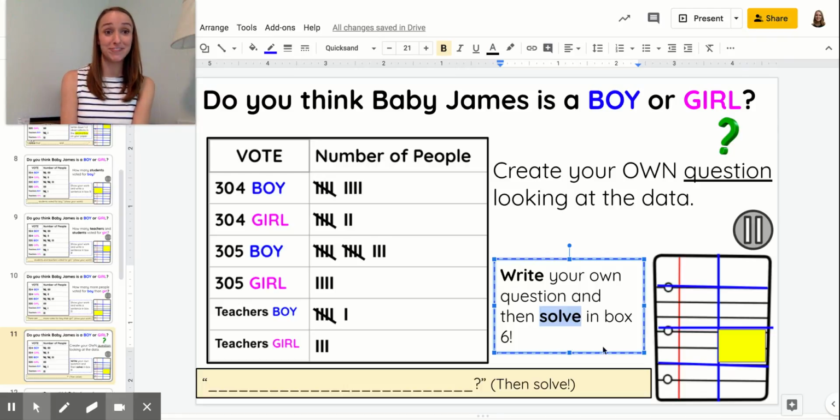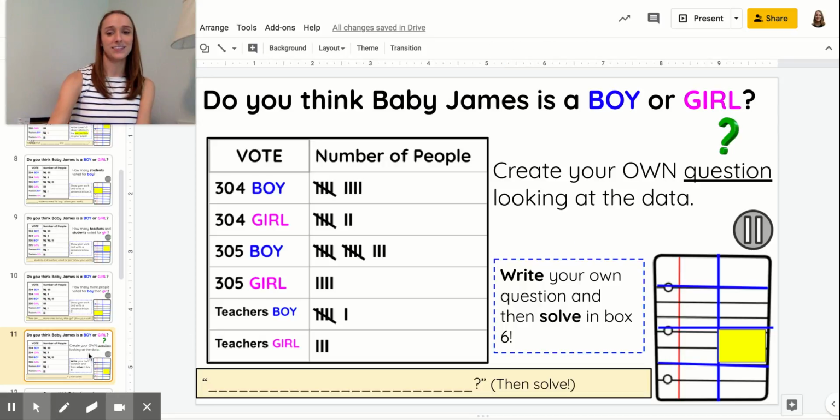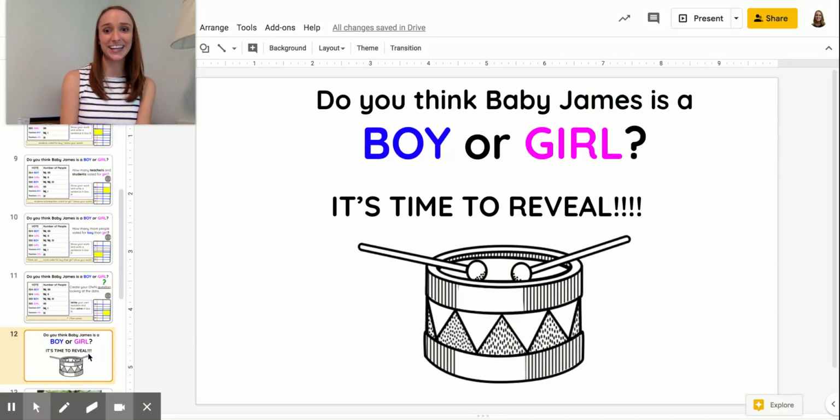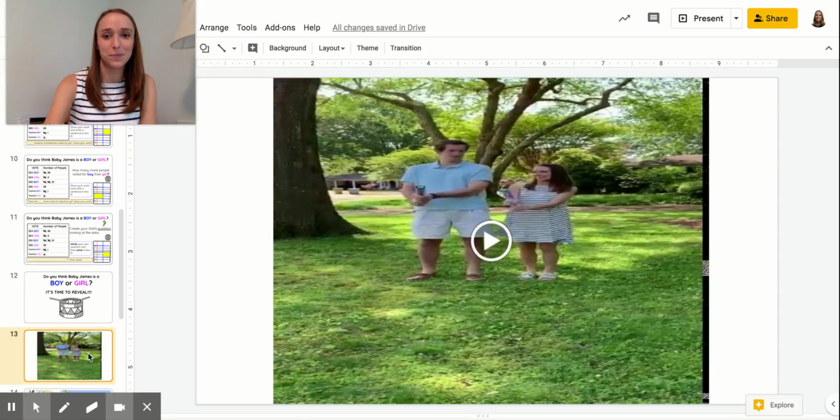and we're about to find out and watch the video of what Mrs. James is having, a boy or a girl. So once you're done, click play. All right, here we go. Drum roll, please. It's time for the reveal. Drum roll. All right, we're about to watch a video, and I'm going to pull it up full screen so that you guys can see it.